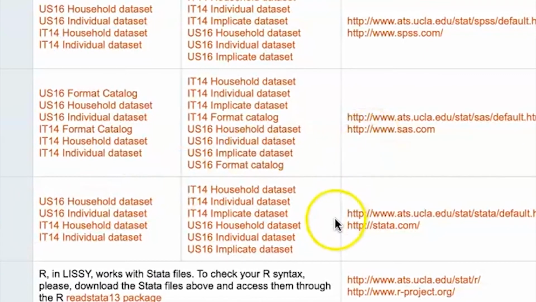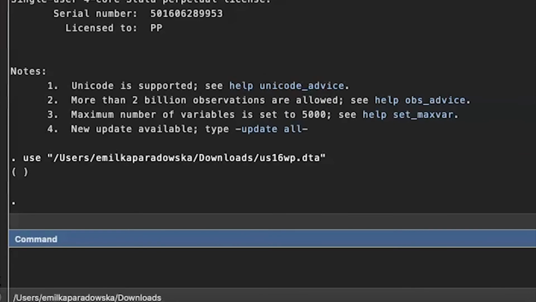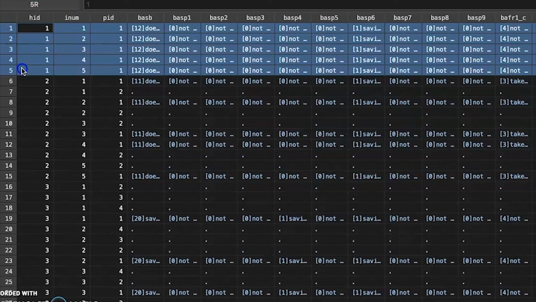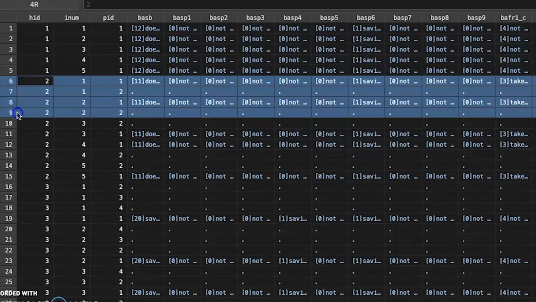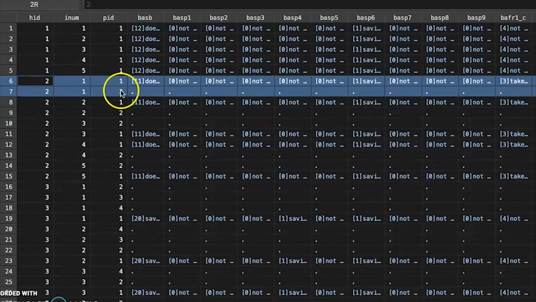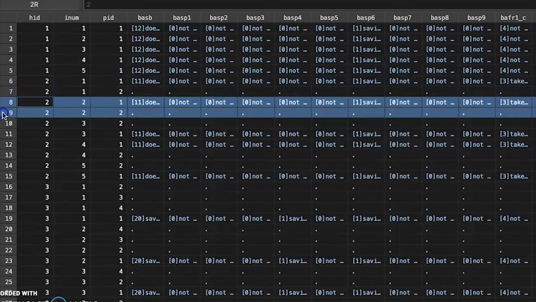Now, let's look at the individual level dataset of the United States 16 LWS. Let's download this and open it in our browser. After we open this file, let's sort the data by HID, INOM, and open the browser. Here we can see that household number 1 has only one person, but there are 5 records for this person, and of course 5 implicates. Household number 2 has 2 persons: 1, 2, 1, 2. So for the first implicate, there is person number 1 and person number 2. For the second implicate, there is person number 1 and person 2, etcetera.